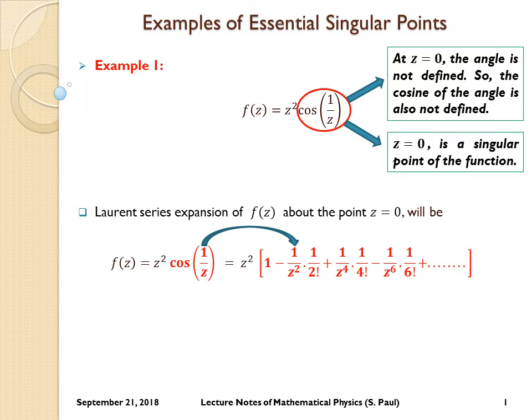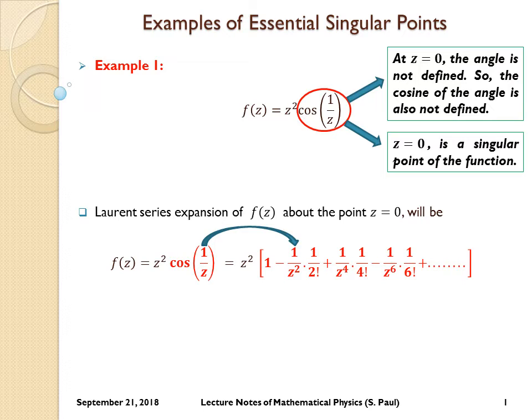For that, we use the standard expansion of cos theta, that is 1 minus theta square by 2 factorial plus theta to the power 4 by 4 factorial and so on. So for the given function, we write cos of 1 by z as 1 minus 1 by z square into 1 by 2 factorial plus 1 by z to the power 4 into 1 by 4 factorial and so on.